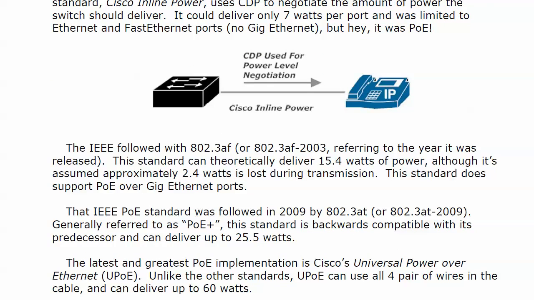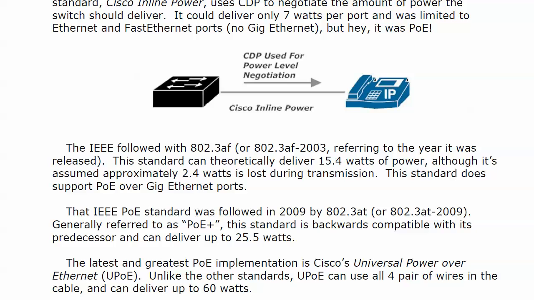Now, the latest, and many would say the greatest PoE implementation, is Cisco's Universal Power over Ethernet, UPoE. And unlike the other standards, which can only use 2 sets of wires, UPoE can use all 4 pairs of wires in the cable and can deliver up to 60 watts. So what's not to love, right? Well, the only issue with UPoE is it's not, I don't want to say not widely available yet, but only certain Cisco switch models can run it. A lot of earlier switch models that can run other forms of PoE cannot run UPoE, so it's something you need to be aware of when you're making your purchasing decisions.